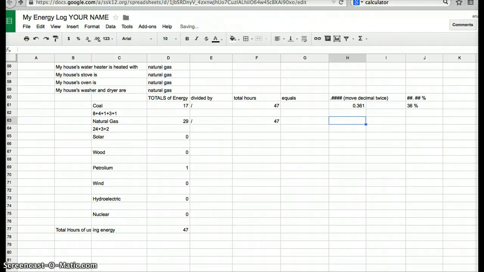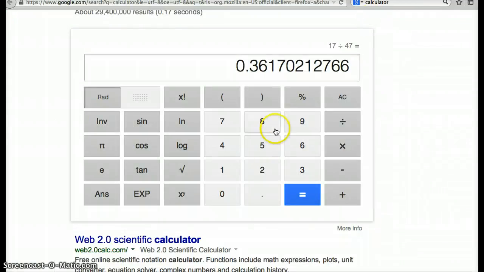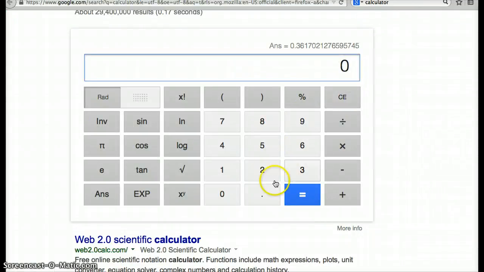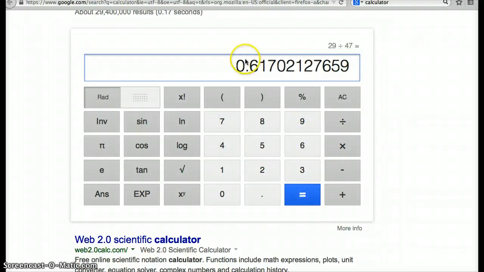We're going to go 29 divided by 47. So we're going to clear that, and we'll say 29 divided by 47. We're going to say, how much did that make? All right, so that is 617, or 617 thousandths right here.